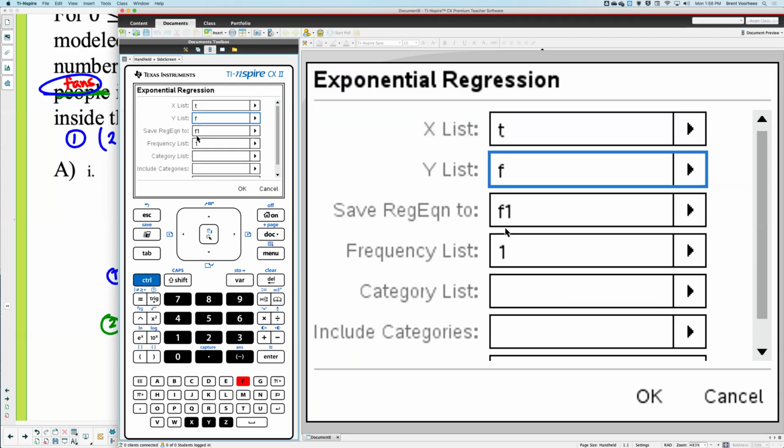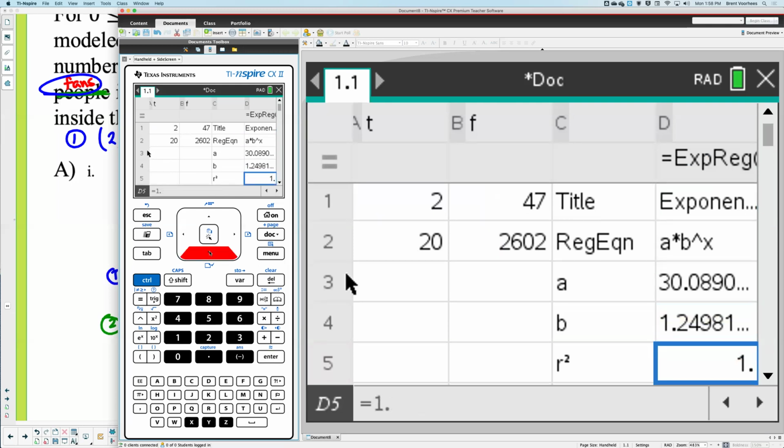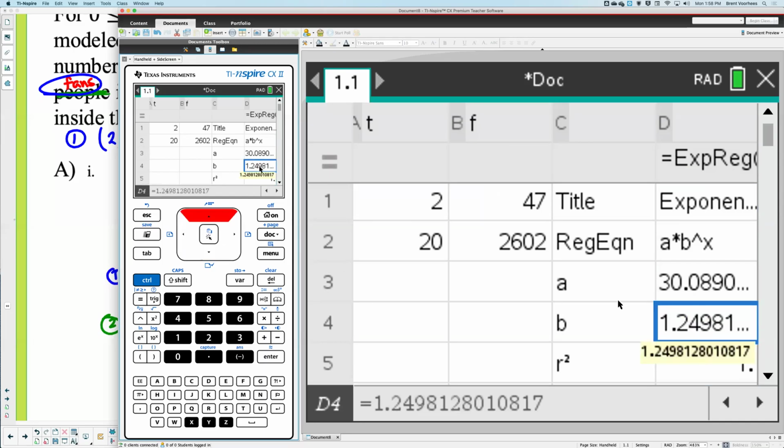You will use that later. Always note where it's saving it to. Mine's saving it as F1 because I cleared my calculator. Hit OK or press the Enter key twice, and it should give you an equation. By the way, how accurate is our equation here if it says 1? It's perfect. So these are our values right here.